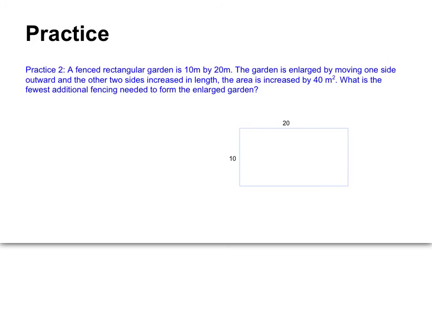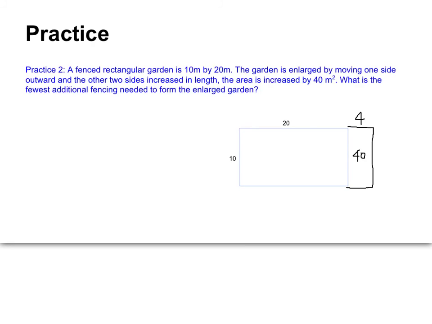So if we're going to move out this way, then we will be getting something like that. Okay, and we have an increase of 40 square meters. That's the area. Now remember that this part is 10. So 10 times this dimension here is 40. So that tells us that this part has to be 4 meters long. That's one way to enlarge the garden.